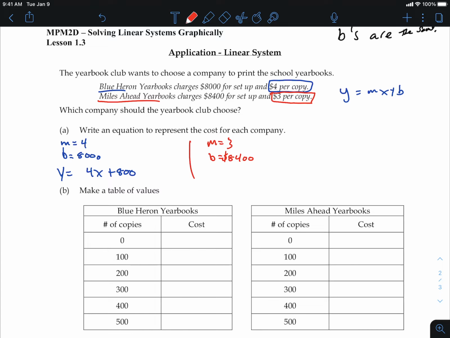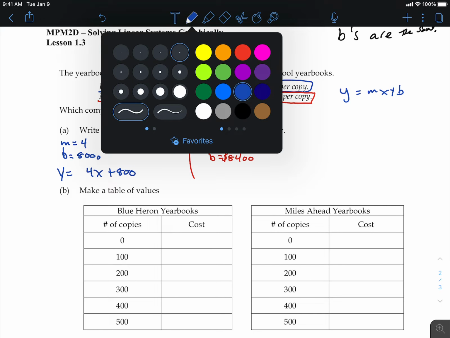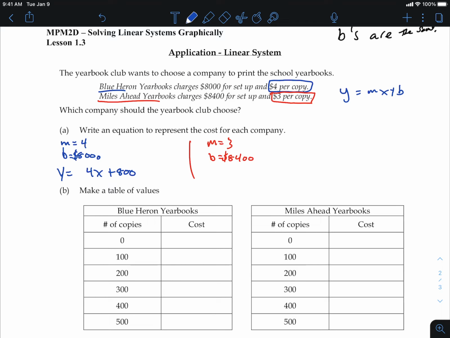Now sometimes you might be sitting there thinking, when am I going to use this? Which could be a valid question if you're thinking, okay, well, I'm never going to order yearbooks and spend $8,000 to set up a thing, but there are applications in which you will encounter this. If you were to go rent a car, does anybody know how renting a car works? At Hertz or wherever in town, they might charge you like $50 just to rent the car, and then on top of that, they charge you like 10 cents every kilometer that you drive.